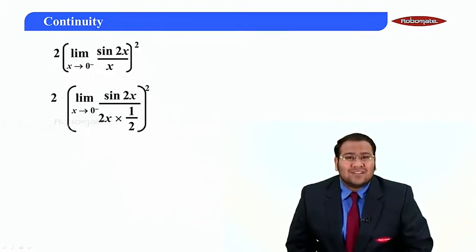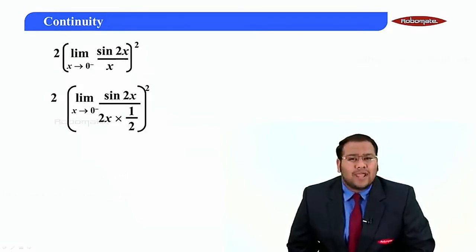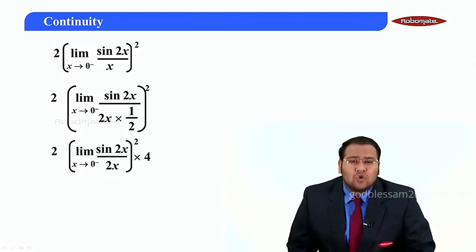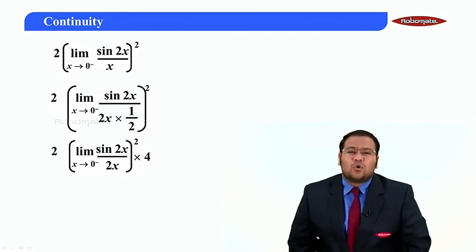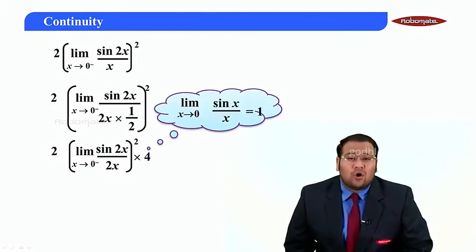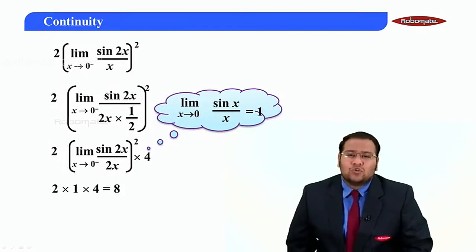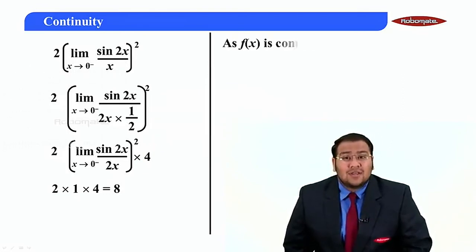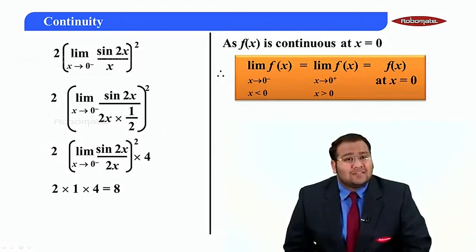In this case, what is incomplete? The coefficient. So for balancing the coefficient, what we are doing is multiply and divide by 4. So the answer which you would get is 2 into limit x is tending towards 0 minus sine 2x upon 2x the whole square into 4. We know that 4 into 2 is 8, and we also know limit x is tending towards 0, sine x by x is 1. So 2 into 1 into 4 would give you 8. You remember the equation as f of x is already continuous at x equal to 0. Hence, the equation is already satisfied.